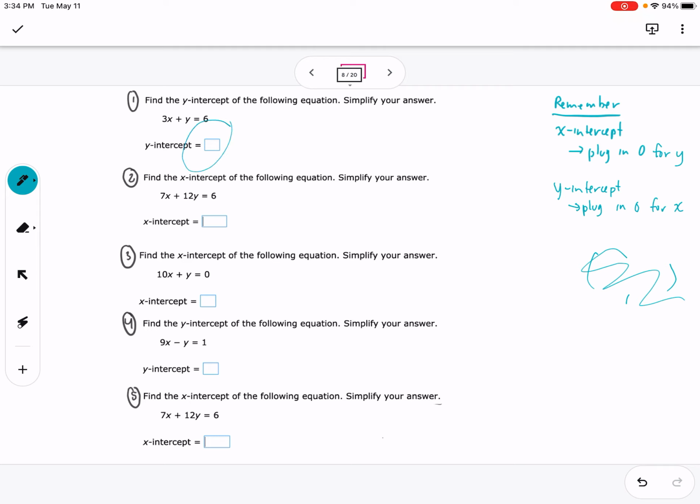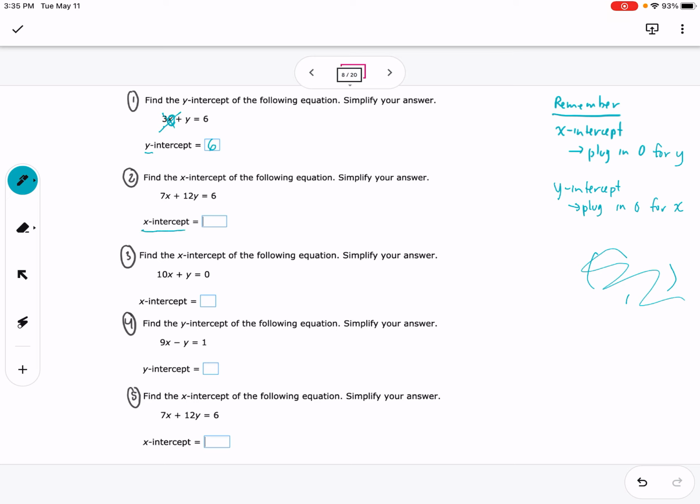Okay, so let's take a look. In this first problem, I want the Y-intercept. So I'm going to plug in 0 for X. If I plug in 0 for this X right here, this becomes 3 times 0, and it just cancels, right? 3 times 0 becomes 0. So then I end up with Y equals 6, and I'm done. Y equals 6, right? Because this was a positive 1Y, which is the same as just Y. Y equals 6, done.